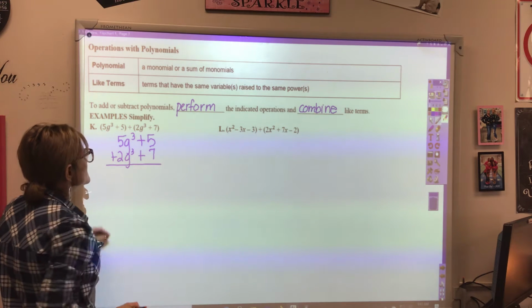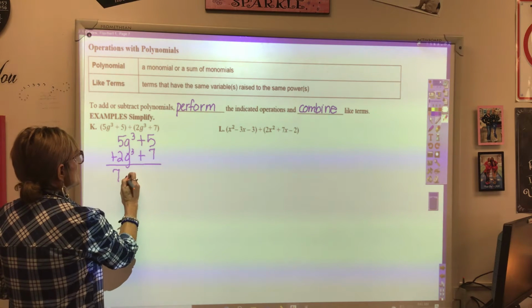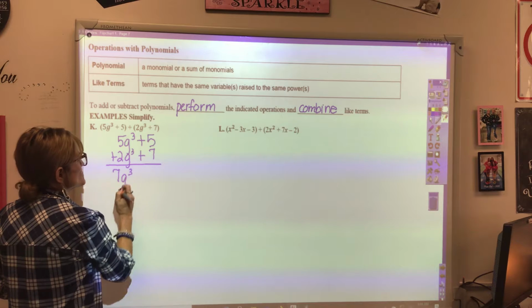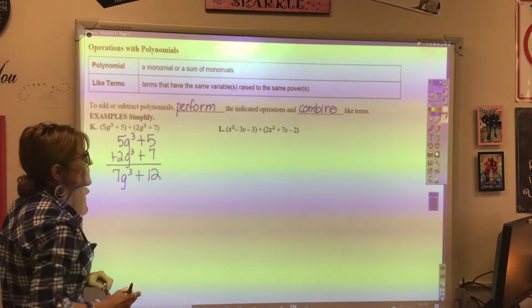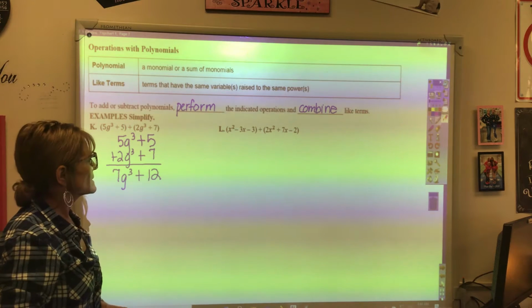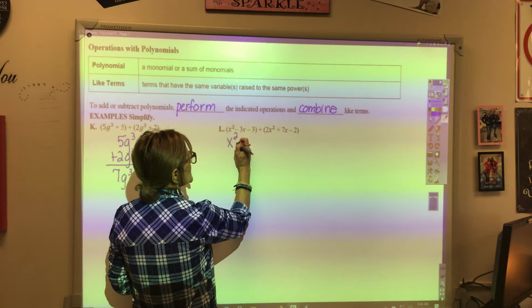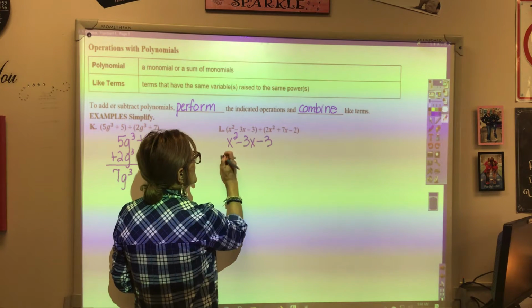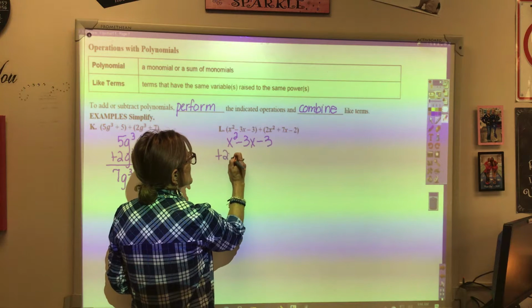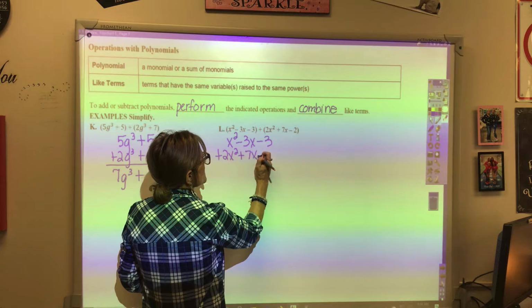So how many g's to the third do we have? We have 7 g's to the third, or 7g to the third, plus 12. Do the same thing on example L. Line up your like terms. x squared minus 3x minus 3 plus 2x squared plus 7x minus 2.